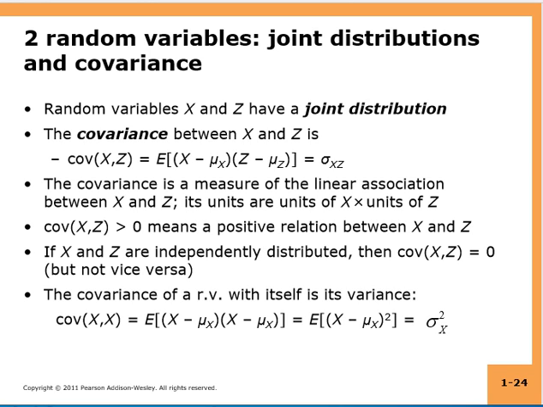Now, covariance of a random variable with itself: if you remember from our discussion of variance of a random variable, it was the expected value of x minus mu x whole square, which can also be written as the expected value of x minus mu x multiplied by x minus mu x, and as you can see, it is the covariance of x with itself. That is known as the variance of a variable.